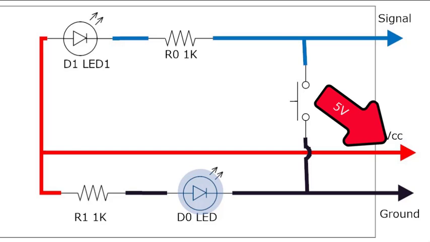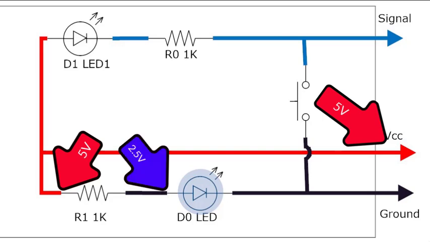5 volts will be present on the R1 pin at this location. Some of the voltage will drop across R1, and we'll have the remaining voltage available for the D0 LED. The remaining voltage will drop across D0, and then we will go to the ground circuit.